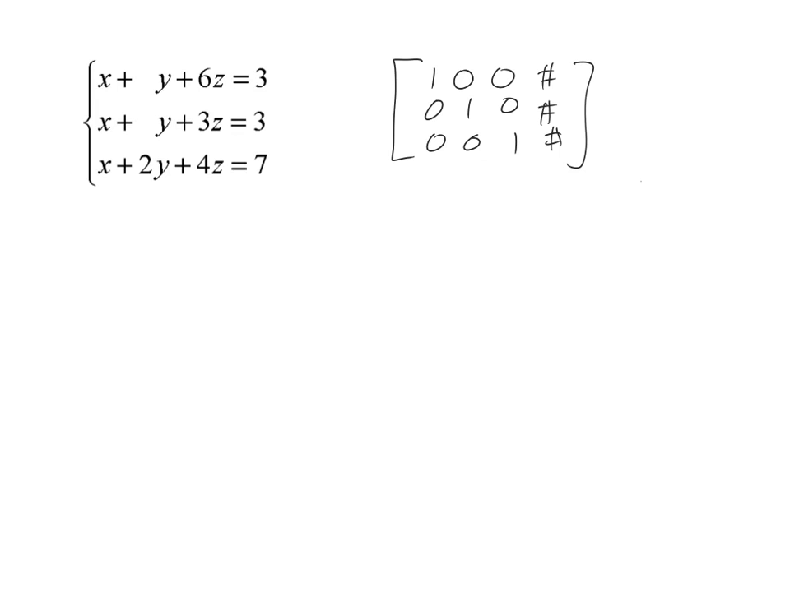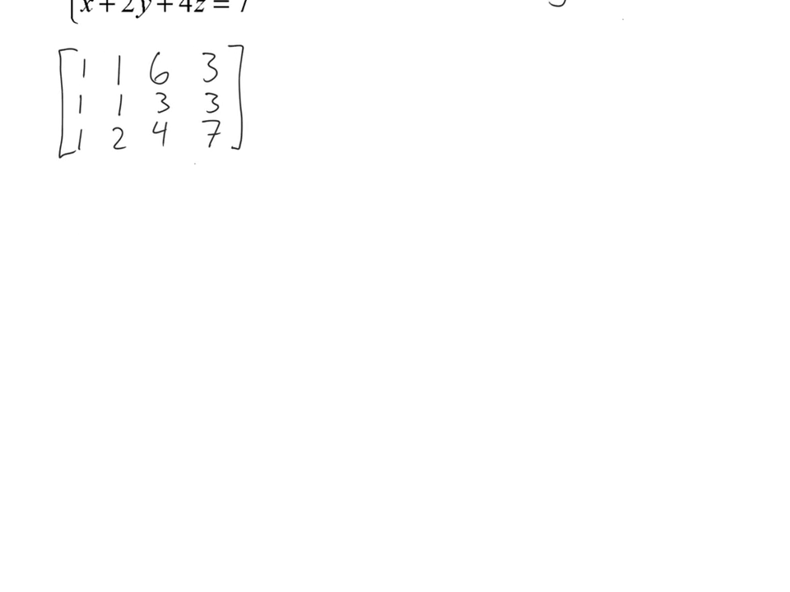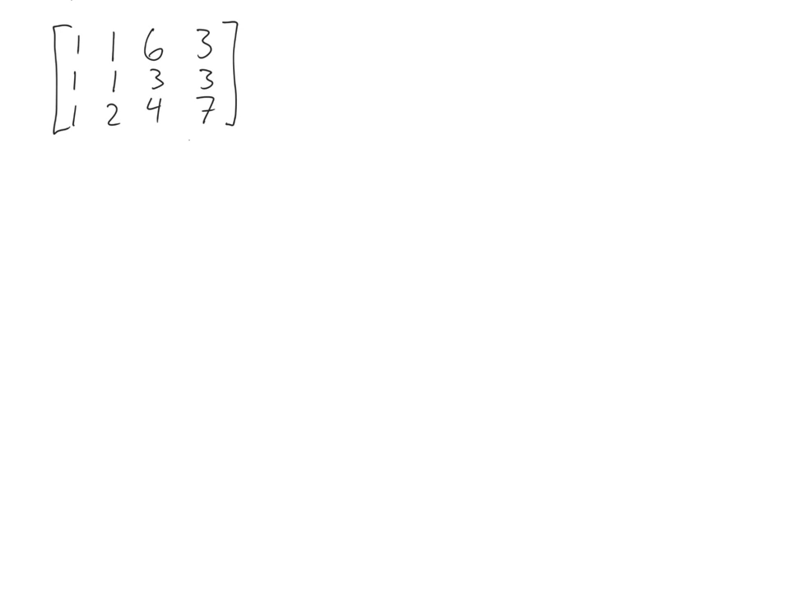So first of all, we got to start off with our first matrix, which is just writing the coefficients of every variable. Coefficient of x is 1. The coefficient of y is 1. Coefficient of z is 6. And then we write a 3, and then 1, 1, 3, 3, 1, 2, 4, 7. Now that I have this matrix, I'm actually going to pull this up so we can get the room.